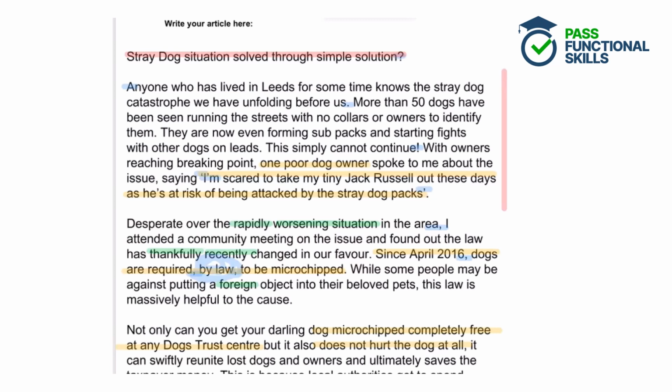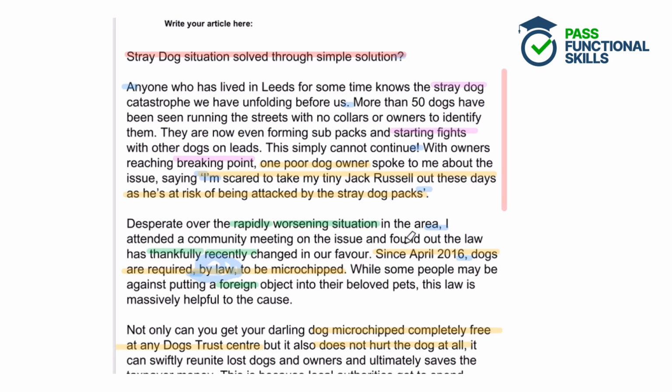Remember that using paragraphs will help you to make your answer cohesive. So this means that everything is joined up together and everything's written in a really clear and logical order. So in the first paragraph, we've identified the issue of stray dogs in Leeds. And we've also explained some of the negative things that are happening in the local area, some of the bad things that these stray dogs are doing. So for example, they are starting fights, and some owners are at breaking point as a result. They're scared to take their dogs out.